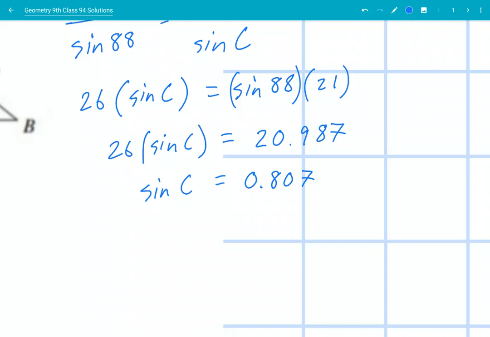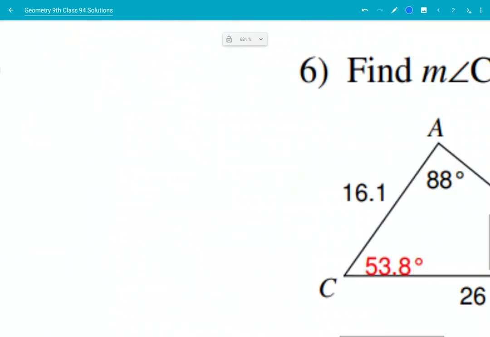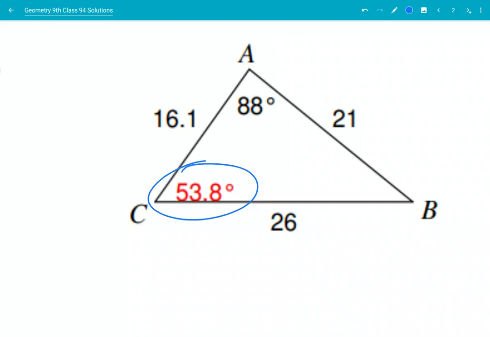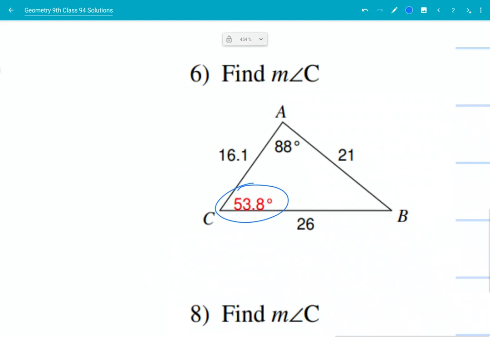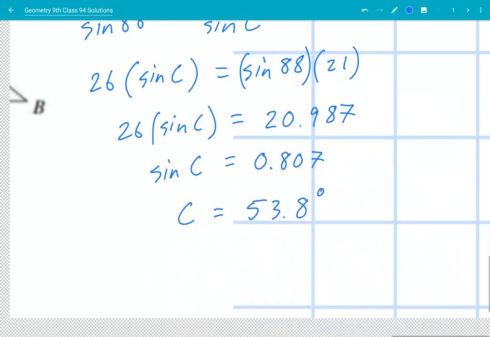When you do the inverse sine of sine, it cancels, disappears. So you get C, the angle, equals the inverse sine of 0.807. You get 53.8. And this is degrees because it's an angle. And we're rounded to the nearest tenths. So that should be exactly the answer. And there's the corroborated answer. Same as what we got. 2 more, and then we are done.